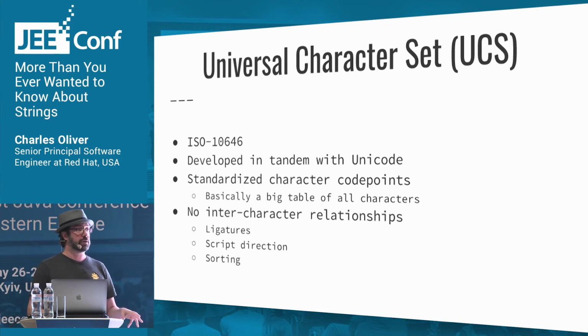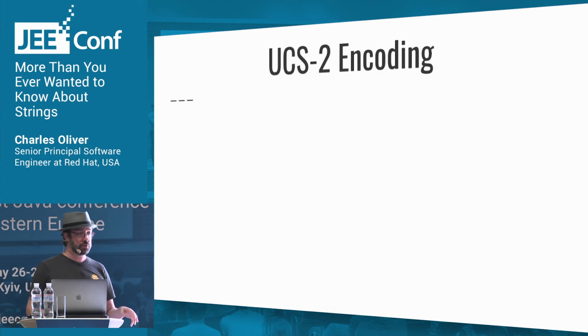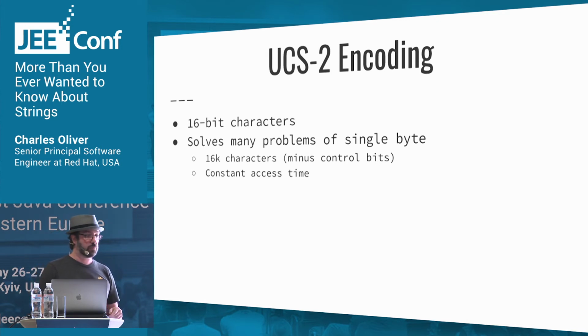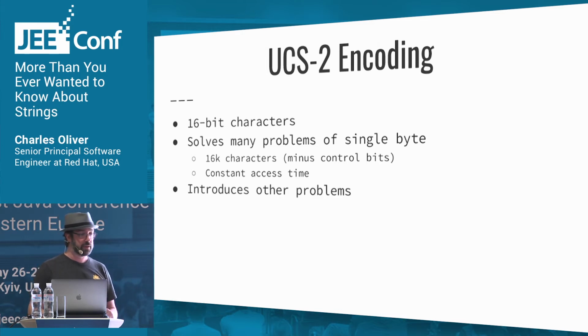So the earliest encoding of UCS was UCS-2, which used 2 bytes, so 16-bit characters. Of these, 14 bits are usable, so this solves many of the problems of single byte, but there are additional issues here. So we have 16,000 characters we can use, because a couple of those bits are used for control characters and other special characters in the representation. We have constant access time. That's great. So we can jump into the string at any point and get the nth character without having to count all the previous ones. But like I say, it introduces other problems.